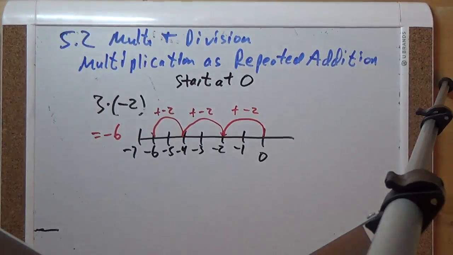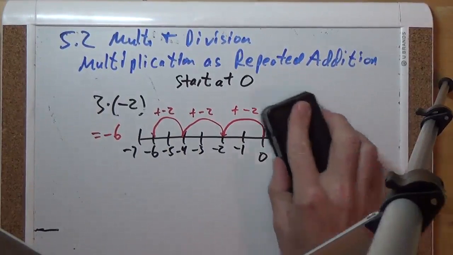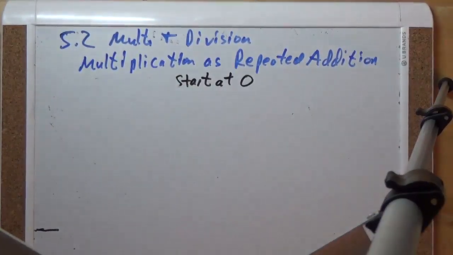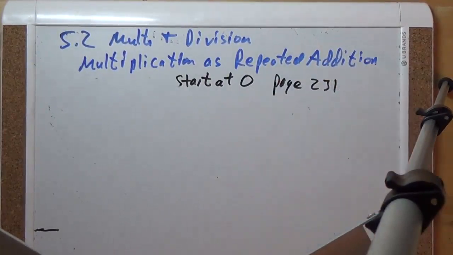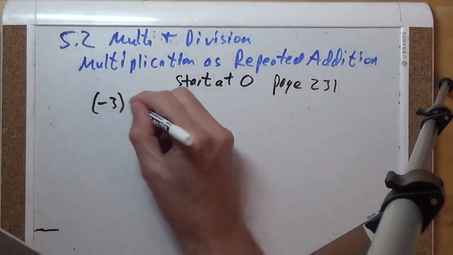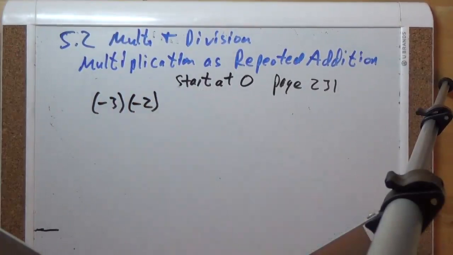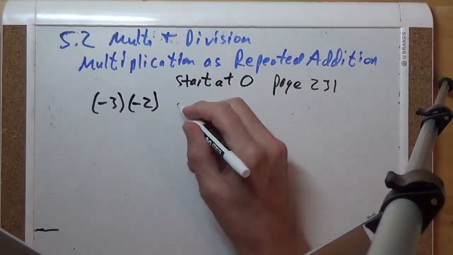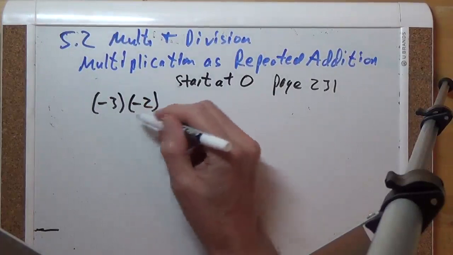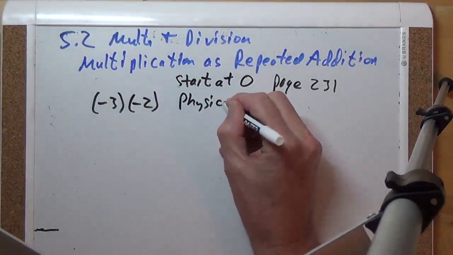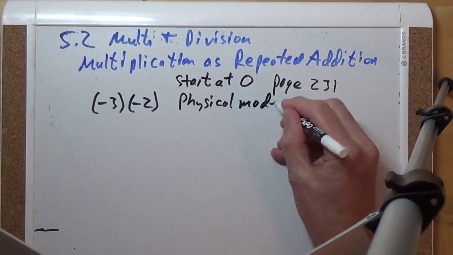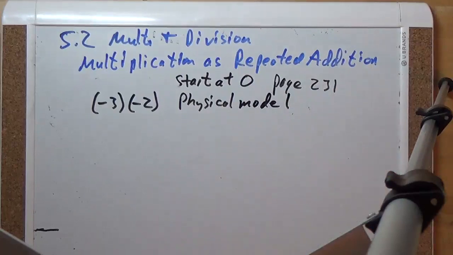Now, here's the big one. This is on page 231, I believe. If we were in class, you would do this as a lab and you would develop this yourself. Somebody always comes up with it. How do I do negative 3 times negative 2? And it's not poof, poof, swish. It's not 2 negatives makes a positive. We want a physical model for this. That's where the chips come in.